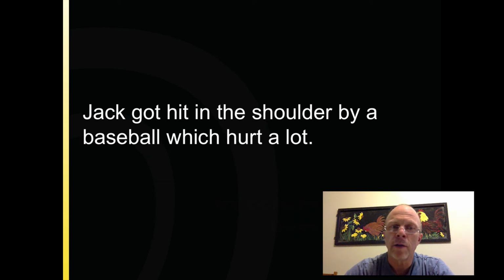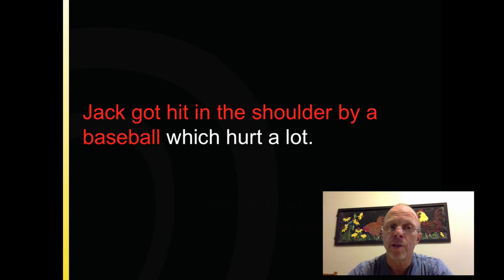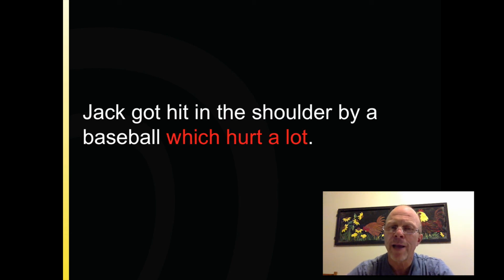Now, let's look at another sentence. Jack got hit in the shoulder by a baseball, which hurt a lot. So here we have Jack got hit in the shoulder by a baseball. There's the core of my sentence. My subject is Jack, and then my verb is got hit. Now, this phrase, which hurt a lot, has a distinct shift. Remember that the purpose of punctuation is to make my sentence easier for the reader to understand. So this is a relative pronoun phrase. It's a distinct shift, and so I need a comma before it.